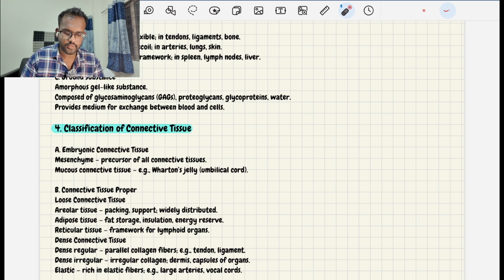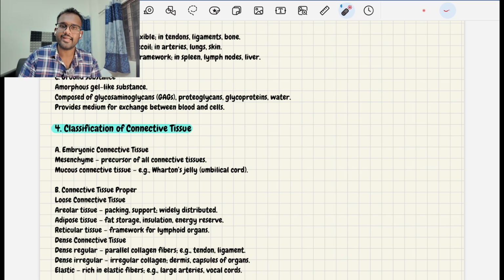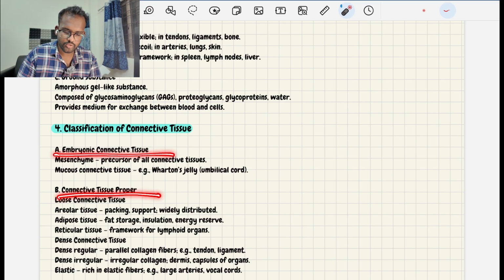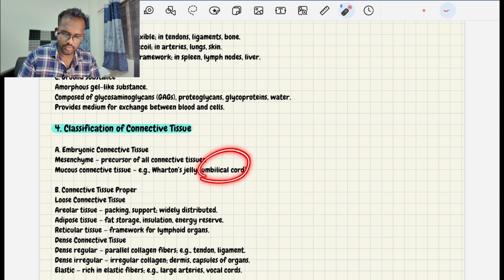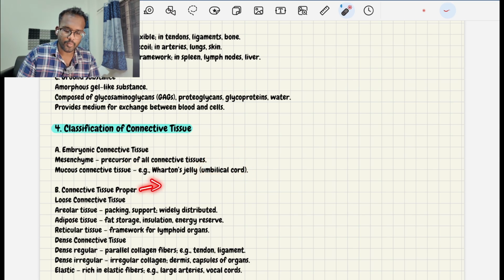And there is a classification for connective tissue, which is embryonic connective tissue and connective tissue proper. Embryonic connective tissue is made up of mesenchyme cells, the precursor for all connective tissue. Then mucous connective tissue, for example the umbilical cord. You can remember this umbilical cord. It is a connective tissue made up of mesenchyme, mucous connective tissue, which connects the mother to the baby. Then we have connective tissue proper. Here we have loose connective tissue and dense connective tissue. In loose connective tissue, there are types also: areolar tissue and adipose tissue.